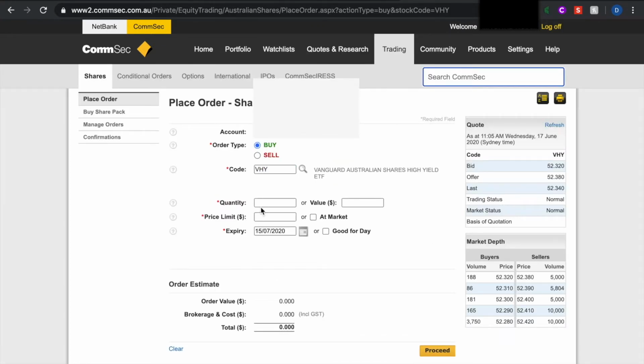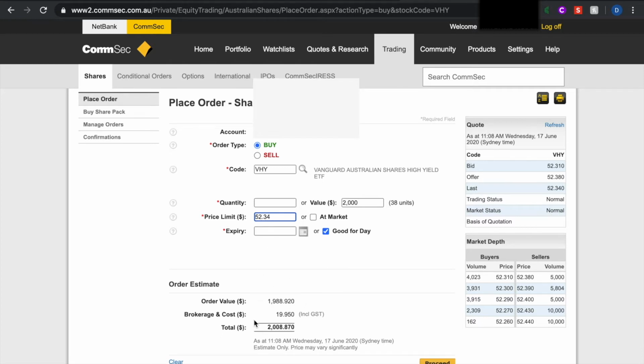Now there's two ways to do this. Say you want to put in $2,000, you could either put in a quantity, so that's around 40 at market value, today's price right now, so that's around $2,100. The other way to do this is you can put in the value amount, which is $2,000, with the price limit of the current price, which is $52.34. Put that in, and it will automatically calculate that for you.